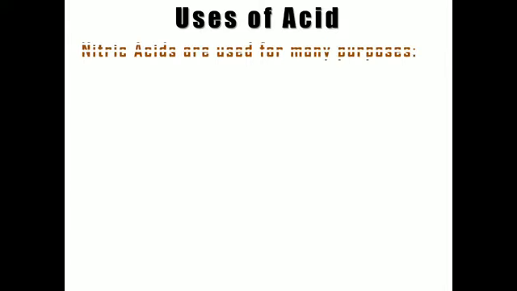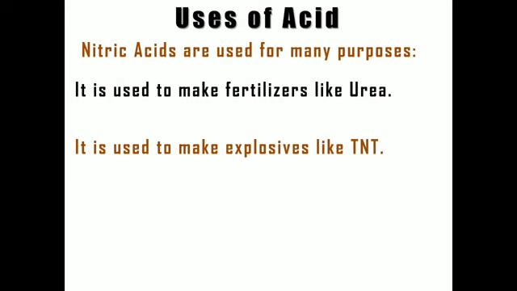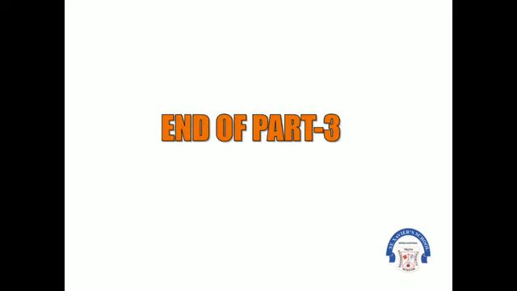And yes, there is one more type of acid, that is nitric acid, which can be used for making urea. Again, it is a type of fertilizer. It can be used to make explosives like TNT. Nitric acid is also present in aqua regia with the hydrochloric acid that we have already discussed. And remember, nitric acid can be used for extraction of metals from their ores. So this is all about acids in detail, and the rest of the things will be discussed in the part 4 and part 5 videos.